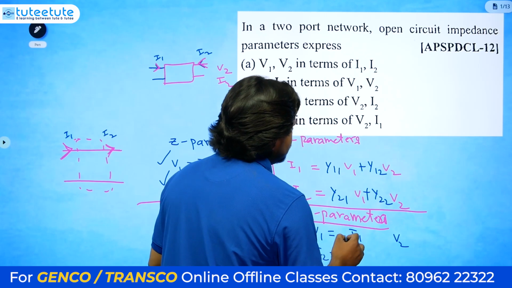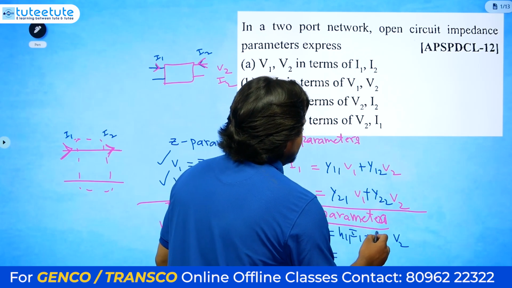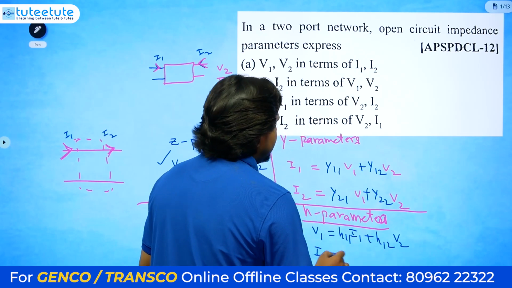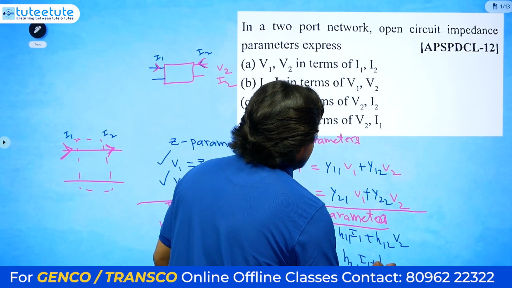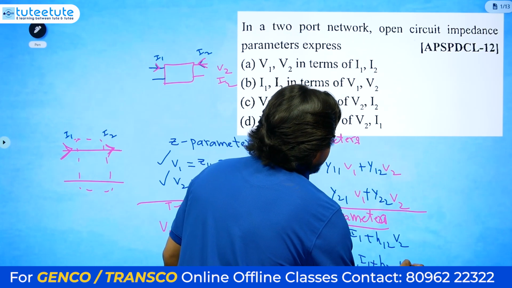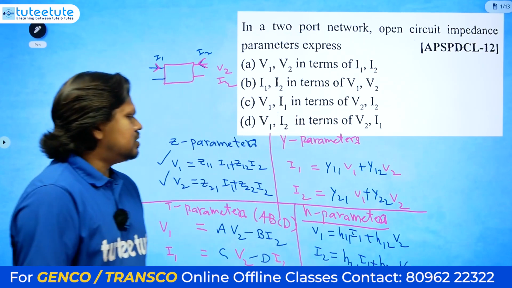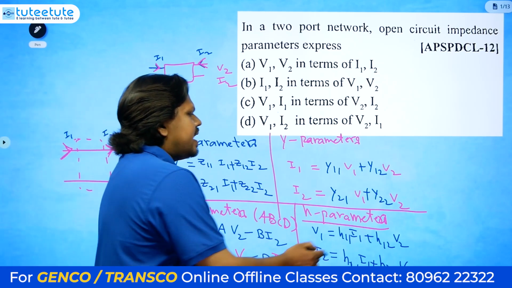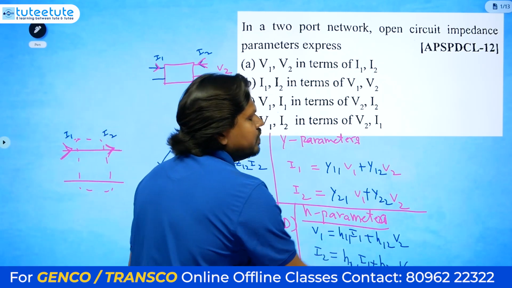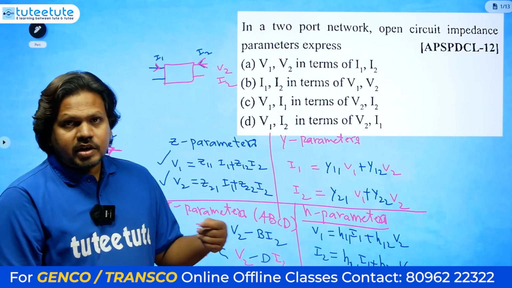V1 equals H11 I1 plus H12 V2. Next, I2 equals H21 I1 plus H22 V2. So this is the complete set of equations, two equations these are. From these, we need to get I1 and V2; I1 and V2 are the independents, okay.